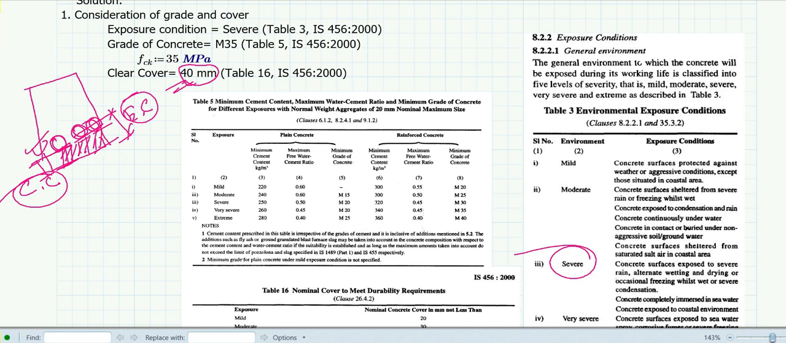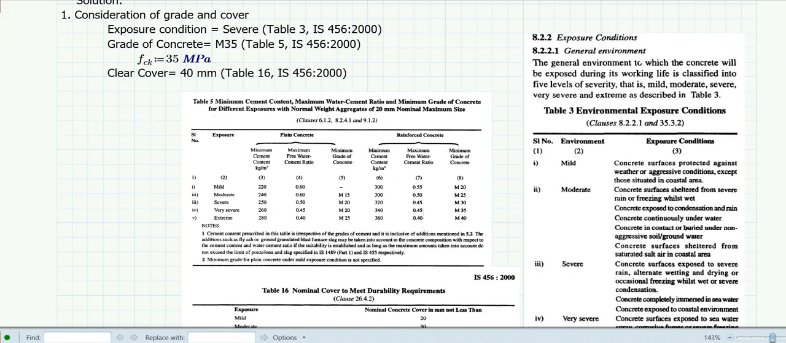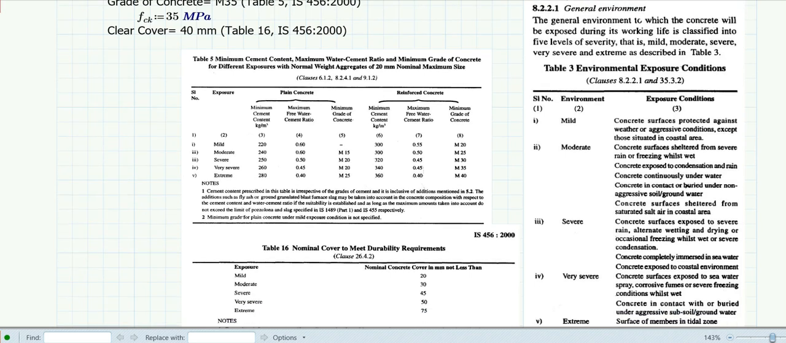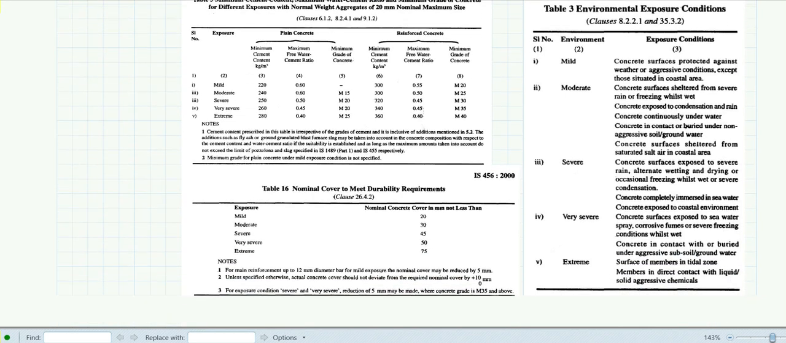Okay, and what kind of cover you have to provide? For that, there is Table 16. You can see here, for mild the concrete cover in mm should be 20. It should not be less than 20. For moderate it is 30. For severe it is 45. So for our case we are assuming severe, so the clear cover should be 45. Okay, and for very severe it is 50, extreme it is 75.